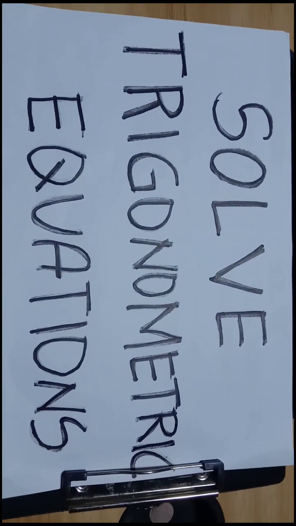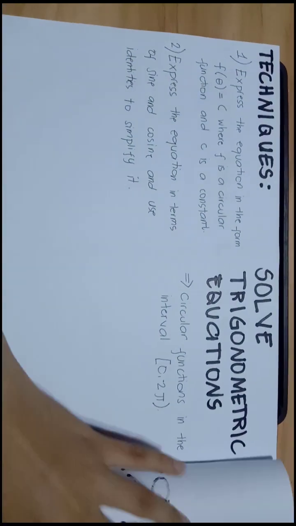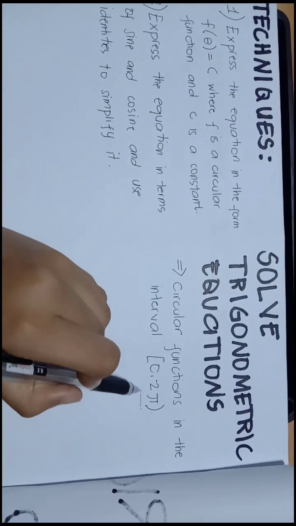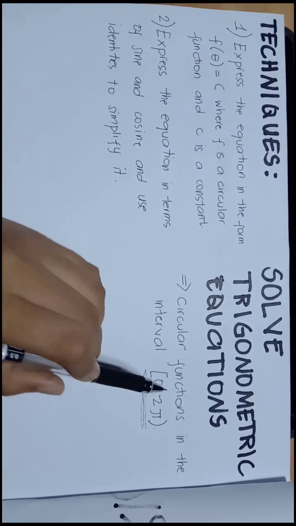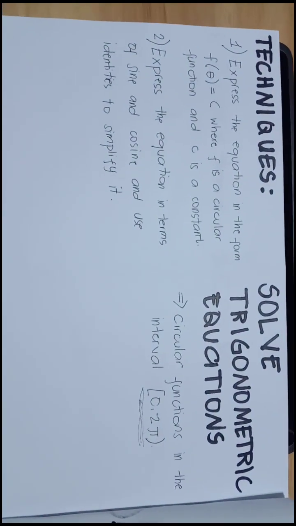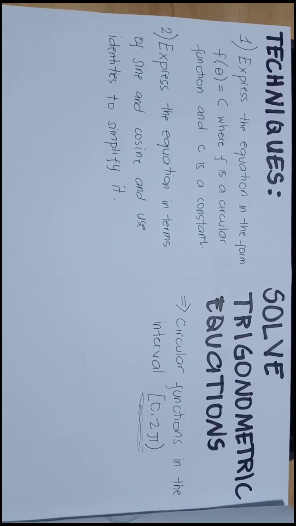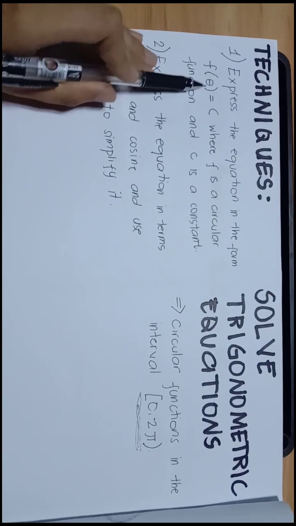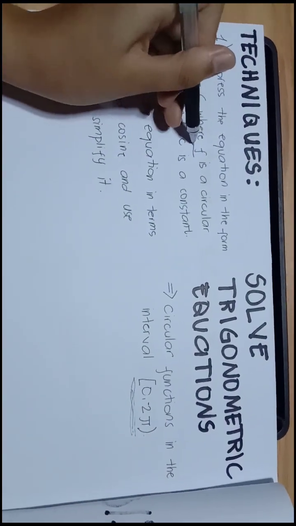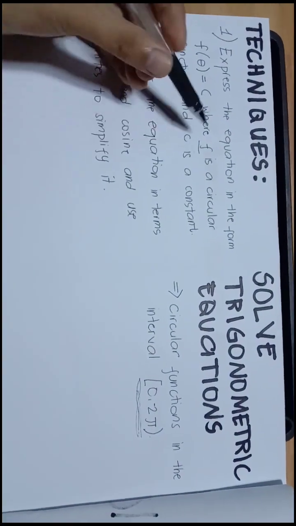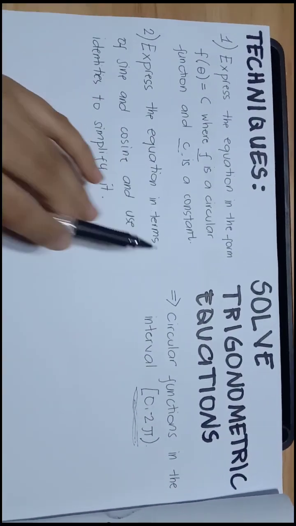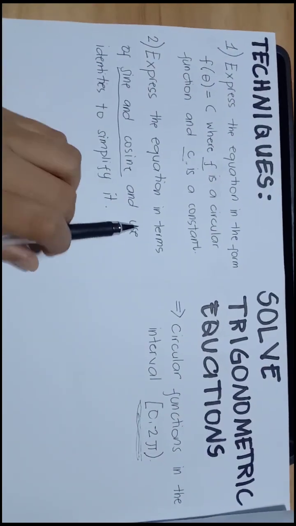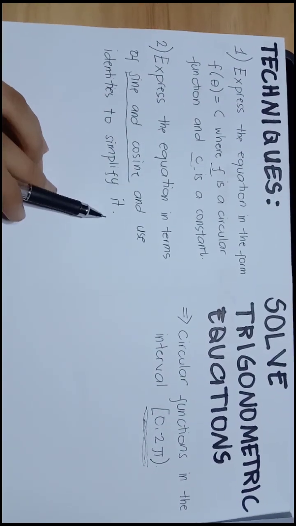The fundamental solution set of a trigonometric equation contains all solutions of an equation involving circular functions in the interval 0 to 2 pi. In order to solve trigonometric equations, we need to apply some techniques. First, express the equation in the form f theta equals c, where f is a circular function and c is a constant. Next, express the equation in terms of sine and cosine and use identities to simplify it. Okay, let's do a couple of examples.